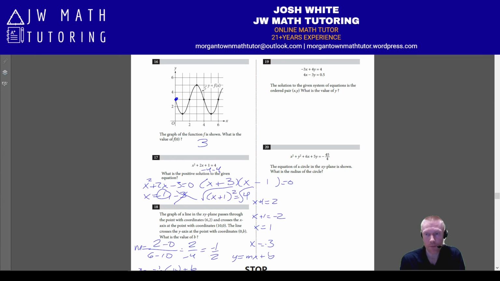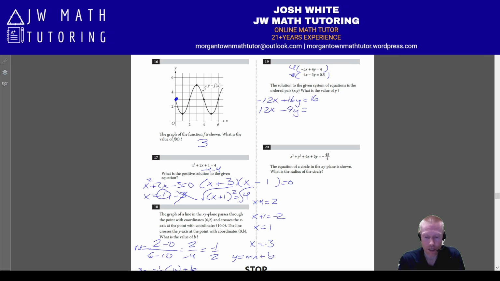Now for the next problem, problem number 19 at the top here, you have a system of equations. Unfortunately, because this is the no calculator section, you have to solve this out using either elimination or substitution. I'm going to use elimination. And also, since they only want the value of y, I'm going to choose to eliminate x first. So I multiplied the top by 4, I multiplied the bottom by 3. So that gives me negative 12x plus 16y equals 16. And on the bottom we get 12x minus 9y.